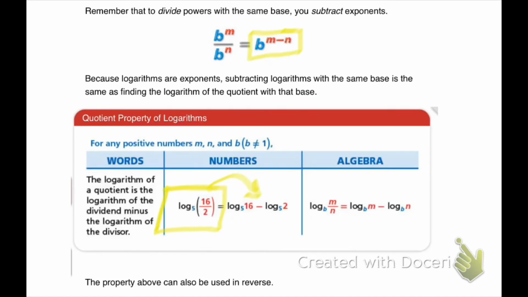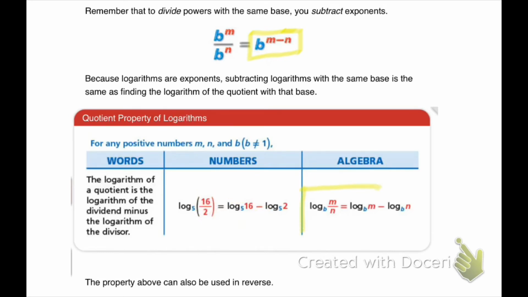So I could take the 16 over 2 and make it log base 5 of 16 minus log base 5 of 2. Now the one thing you do have to be careful of is that whichever number is on top, that 16, that comes first. Whatever's on the bottom, that comes second. So the order does matter here, as always with subtraction.